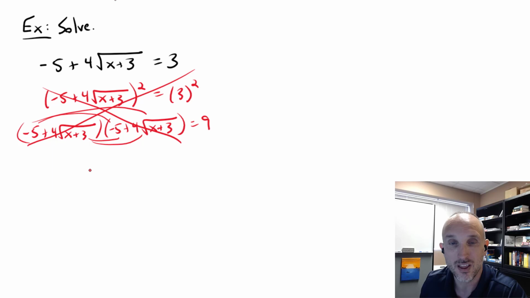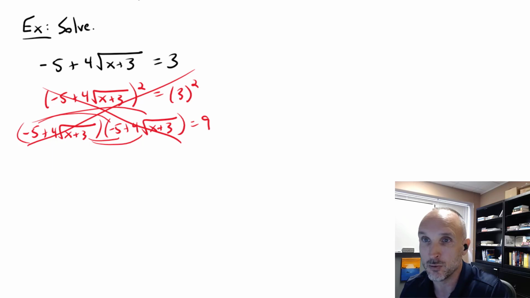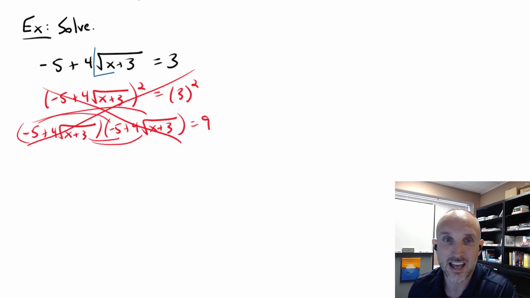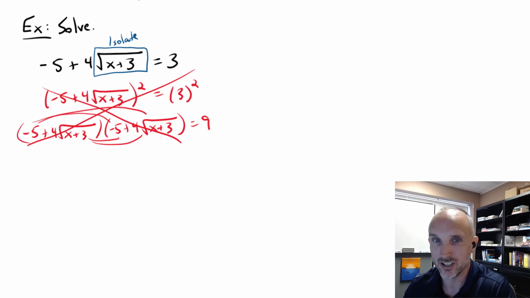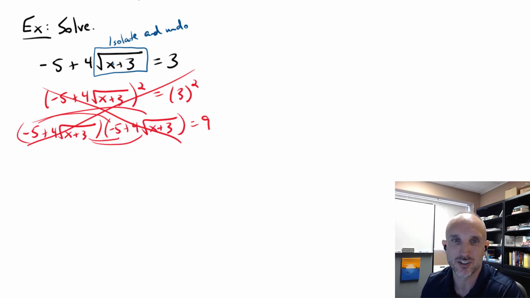Don't do that. Employ the general strategy that when you look at an equation, if there's something that's different in the equation than everything else, and your variable's there, then get that guy by himself. So isolate this guy first, and then you can get rid of it. So I'll call this isolate and undo. Get it by itself, and then you can get rid of it. So the way to get it by itself is to add the 5 over. So we get 4 square roots of x plus 3 equals 8.